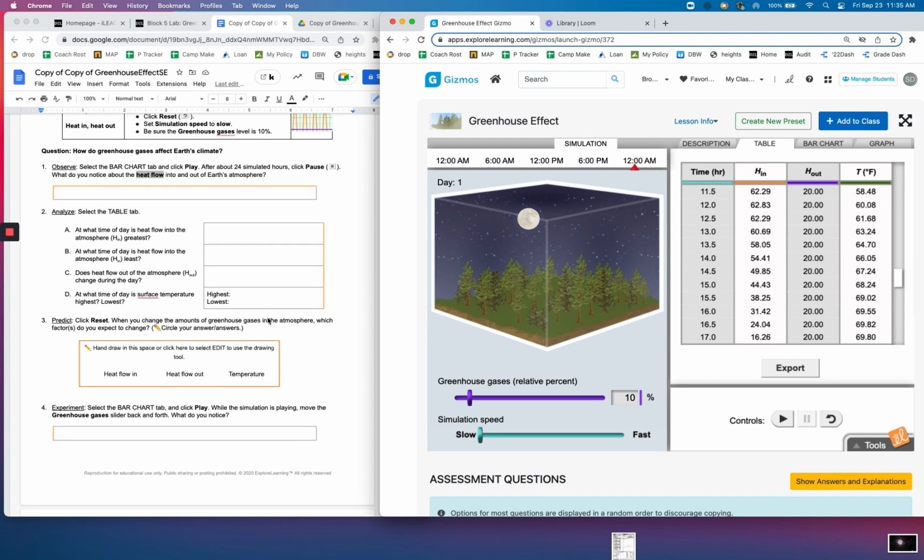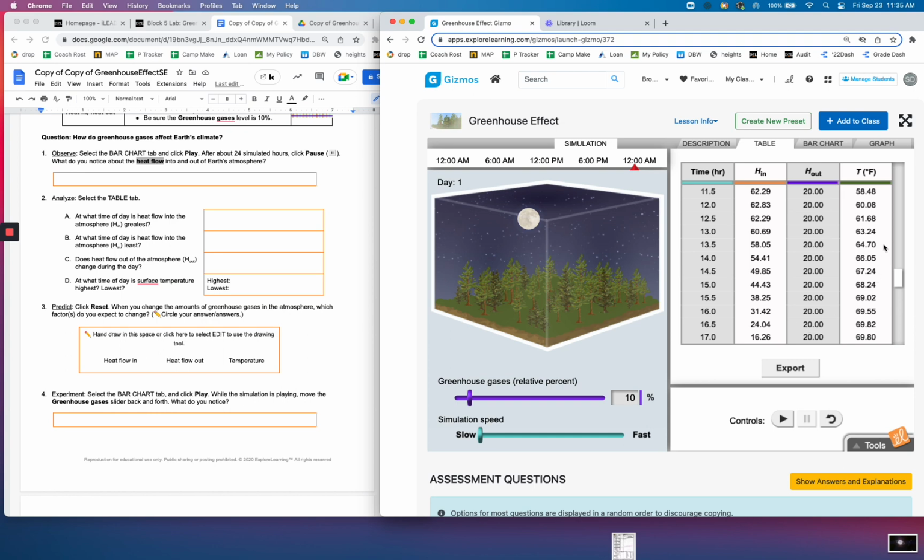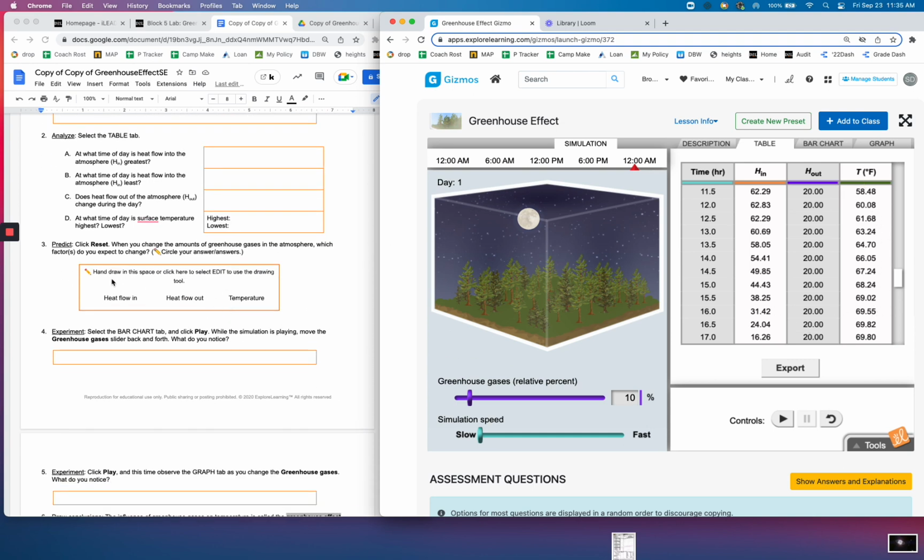Okay, so this is the surface temperature right here. Then you're going to predict what you expect to happen when you change the amount of greenhouse gases. So we're going to be changing the greenhouse gases. Which of these do you think are going to change? You're going to circle your answer.